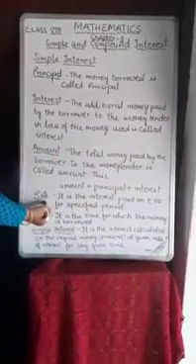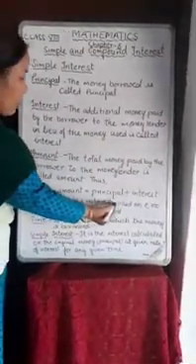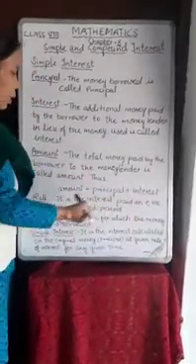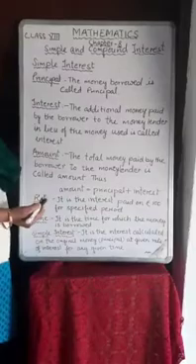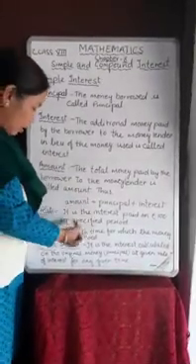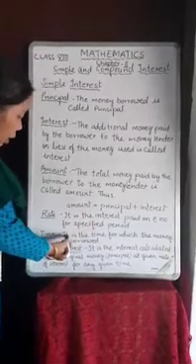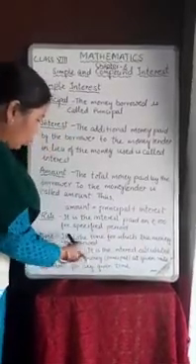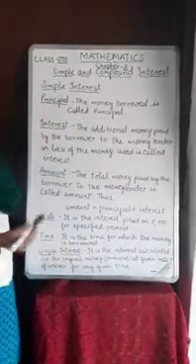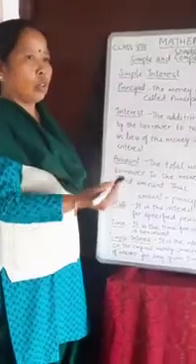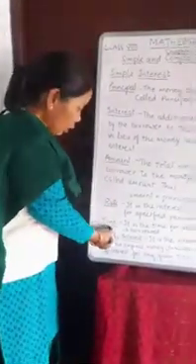Rate. Now what is rate? It is the interest paid on ₹100 for a specified period, like 4% per annum, 6% per annum, and that is called the rate. And time. It is the time for which the money is borrowed. Suppose I have taken the money for 1 year, or for 2 years, or for 3 years. So this 1 year, 2 years, 3 years are called the time.